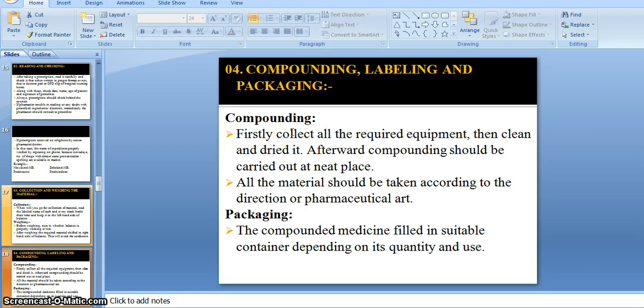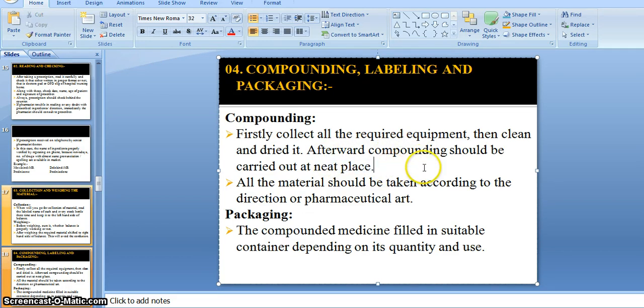After properly collecting and weighing, the pharmacist should go for compounding. The first process in compounding is that the pharmacist properly collects the required equipment. Then after collection, he should clean all the equipment. Then after cleaning, it should be dried. After that, compounding should be started at a neat and clean place.